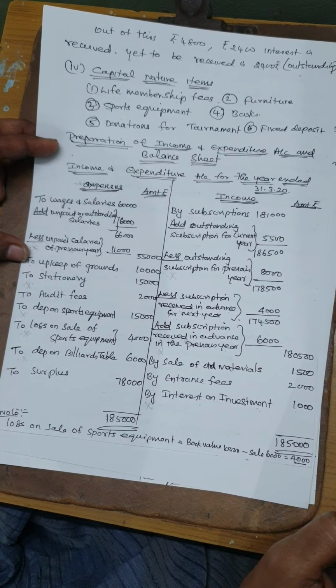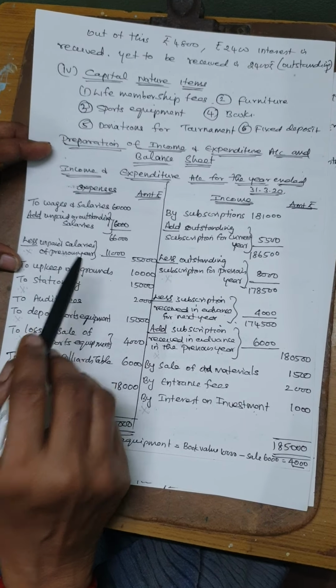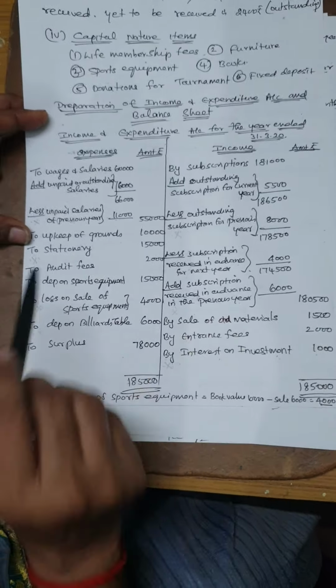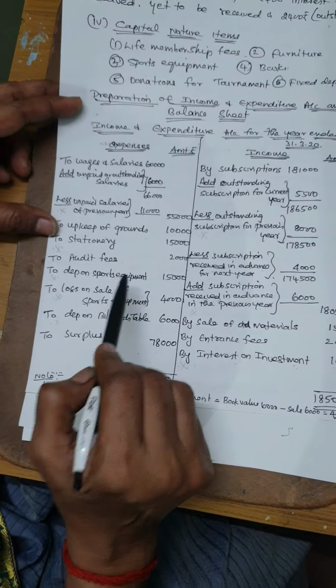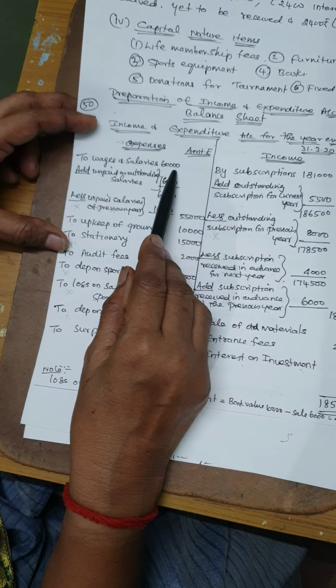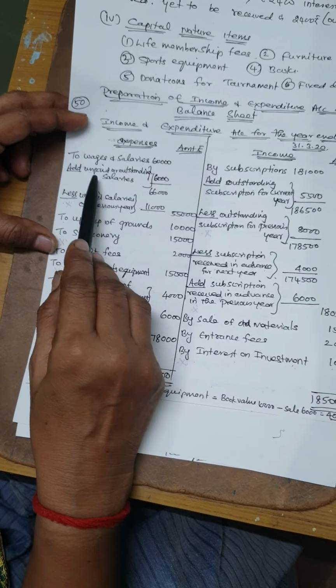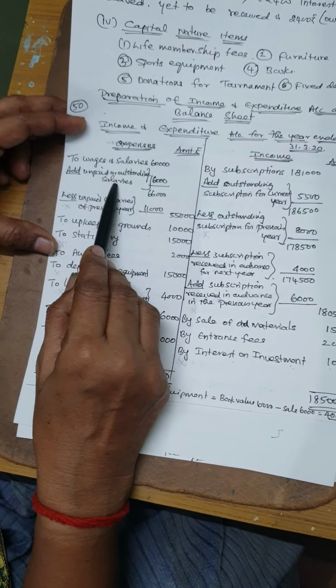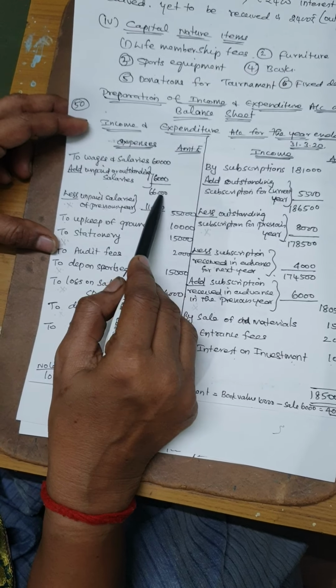That is for the current year. Previous year outstanding will be there in the balance sheet. So you have to verify the balance sheet also when you prepare the income and expenditure account. Here, wages and salaries 60,000 is given in the receipts and payments account. Unpaid outstanding salaries is given in the adjustment, 6,000. So I have added it.